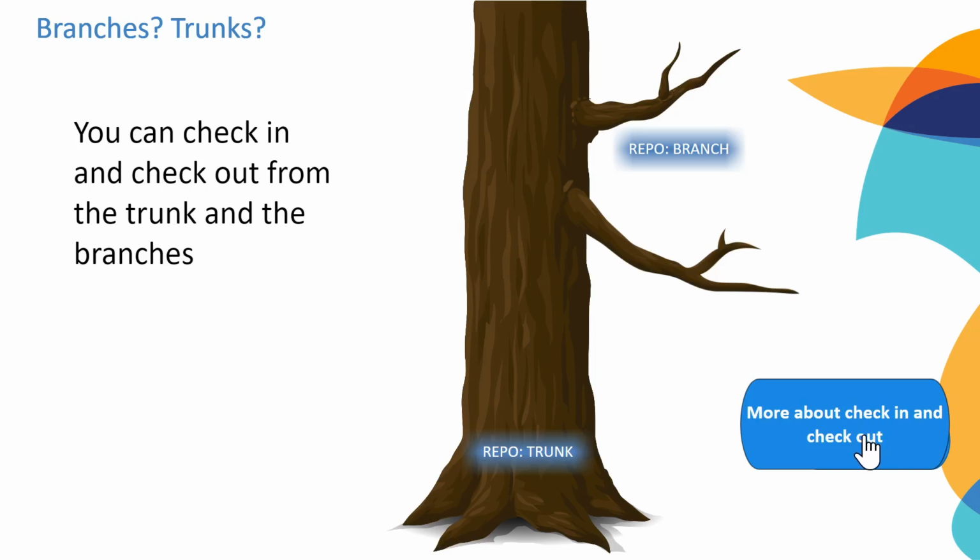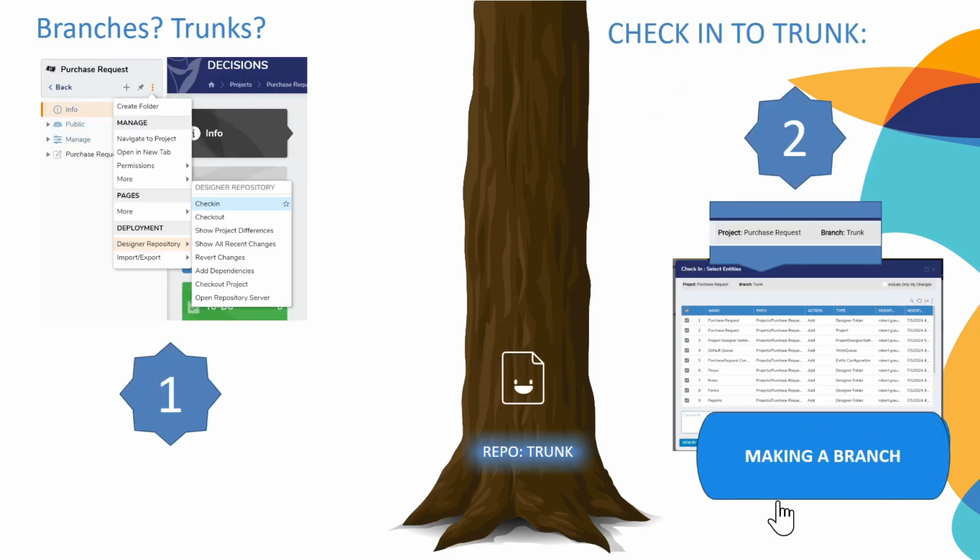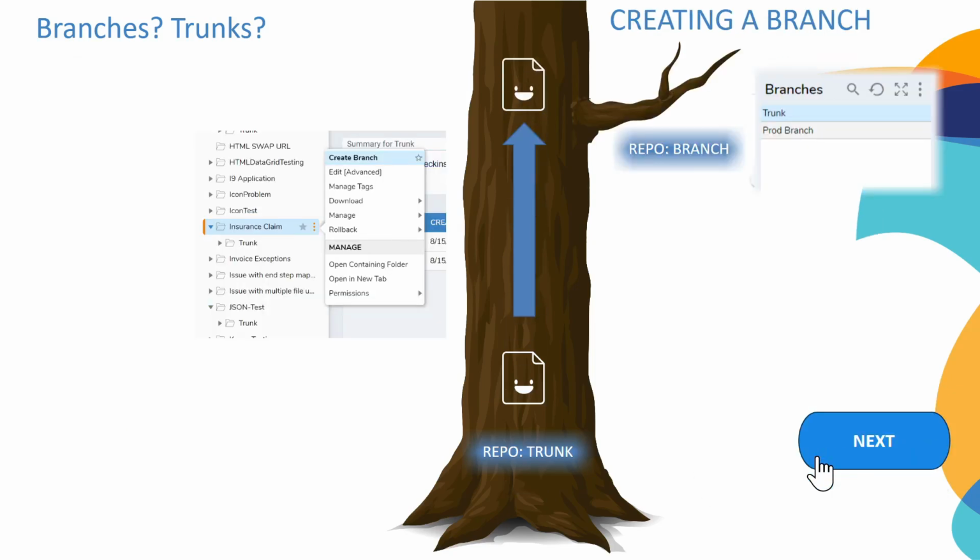So let's talk a little bit more about checking in and checking out. To check into trunk, you'll have to first be connected to the repository, but you can do it by clicking and going to the Designer Repository options and going to check in. It will then give you the option to select which branch you want to check into. Once you are in the repository and the project is in the trunk, you can actually create more branches, and that option is a user action.